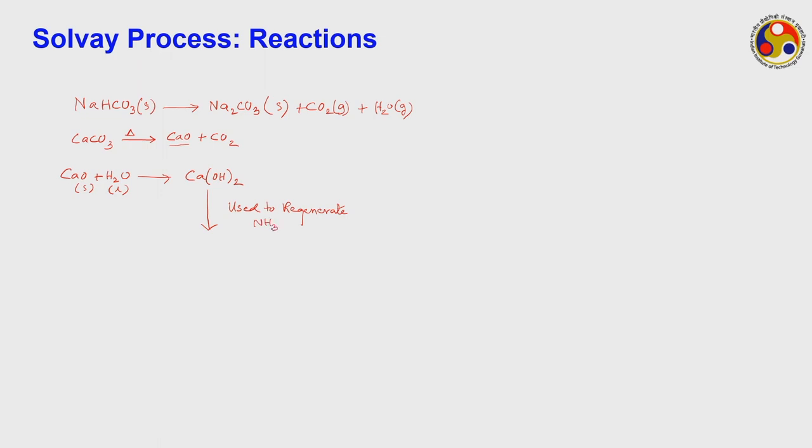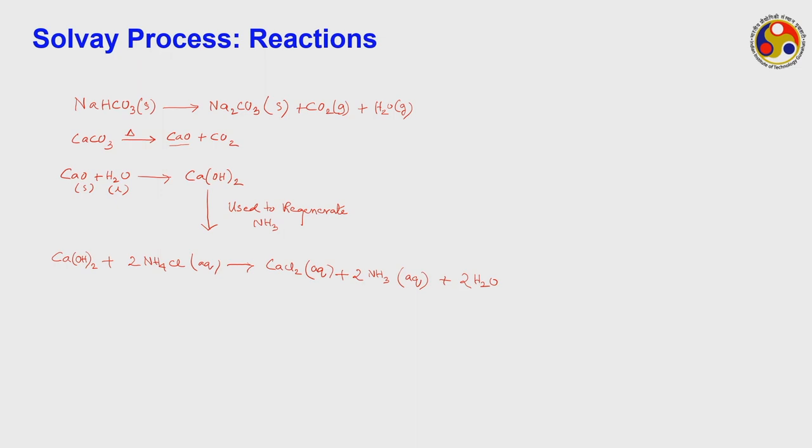How does it do it? This calcium hydroxide will react with the NH4Cl, which has been formed in the previous reaction in the Solvay's tower, in the aqueous phase. It will produce calcium chloride in the aqueous phase plus NH3, which is in the aqueous phase actually, and water. If I want to balance it, it will be 2 here, 2 times ammonia and 2 times water.